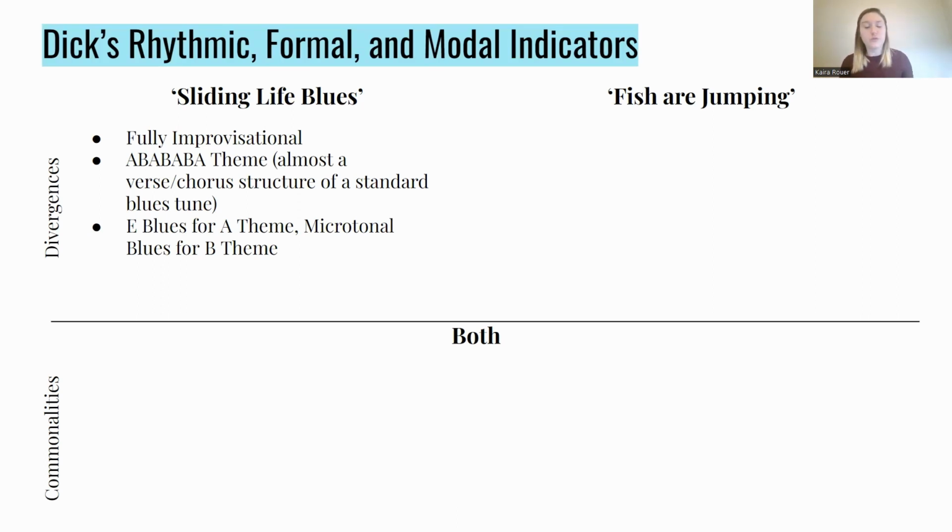Oh, I said E flat blues before. It is E blues for the A theme, and then there's a microtonal blues for the B theme, which I will show in a couple slides here. So this particular improv requires the glissando head joint. You can get away with it on a normal flute, but you're not going to get the depth of reach between pitches that marks the quality of this piece.